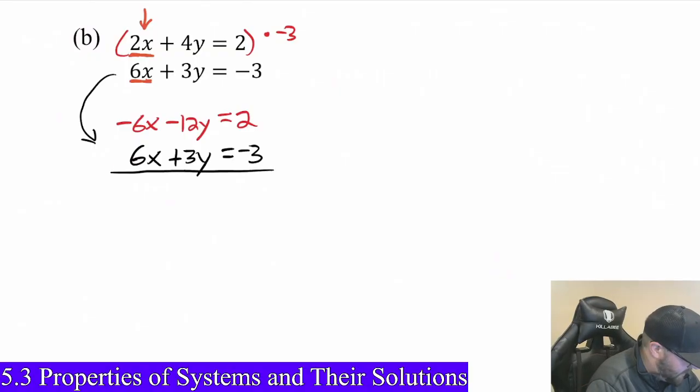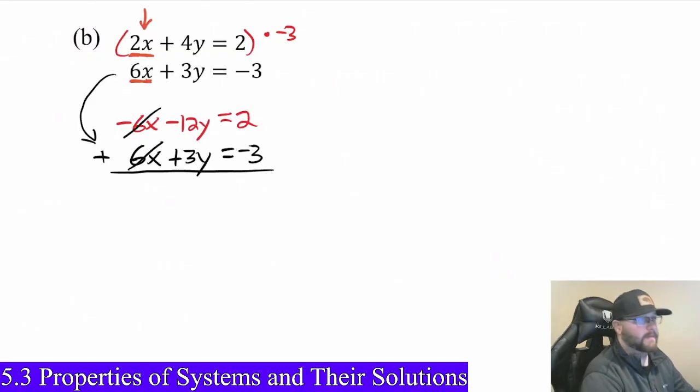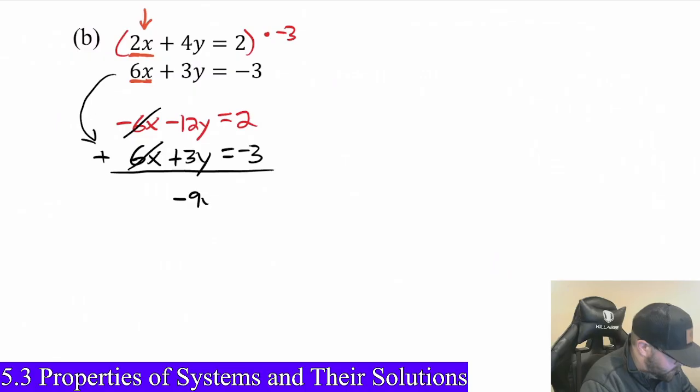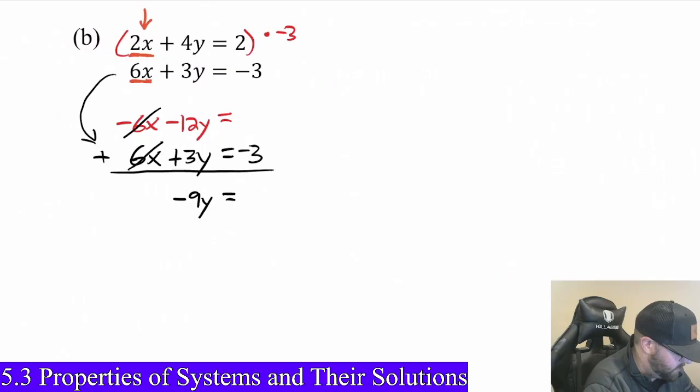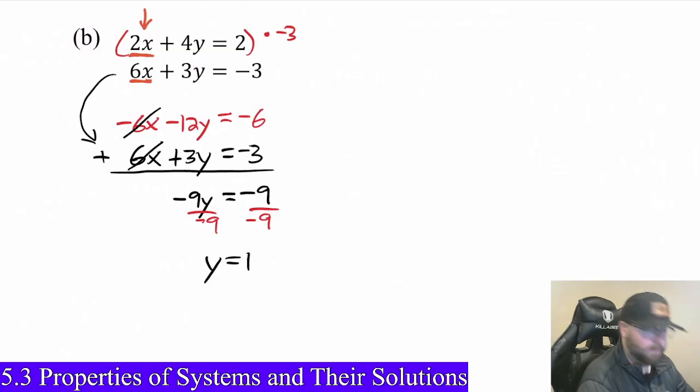And when we add these together, our x's are now eliminated. Okay, negative 12 plus 3 is a negative 9, and 2 plus a negative 3. All right, whoops, I forgot to multiply this by negative 3. This should be a negative 6. Okay, when I add those together, we get a negative 9. So divide both sides by negative 9, and we get a positive 1. So y equals a positive 1.